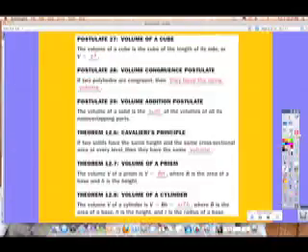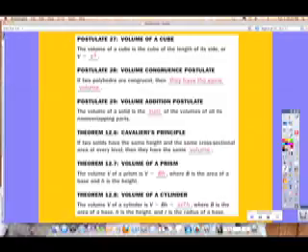Let's go over this. The very first one says volume of a cube. It's just this formula: V equals S cubed. What do you think the S stands for? It's just the side, because all the sides are the same in a cube. Does that make sense? You're still doing length times width times height.